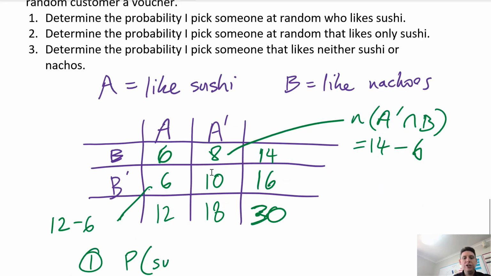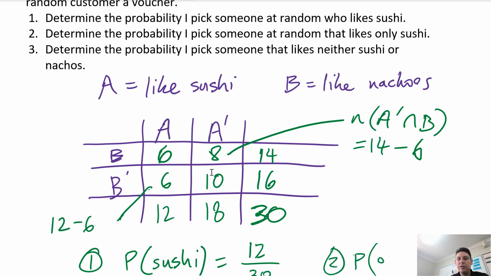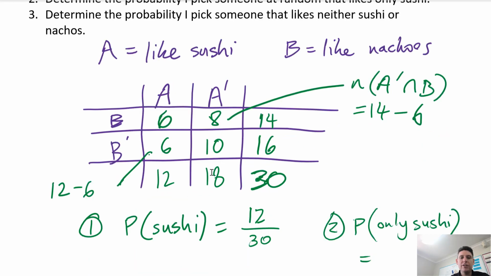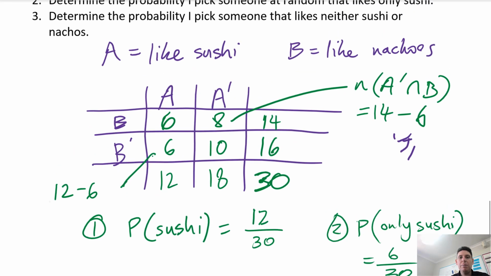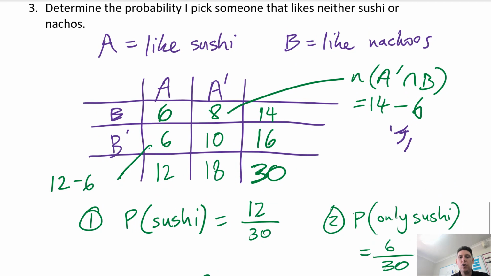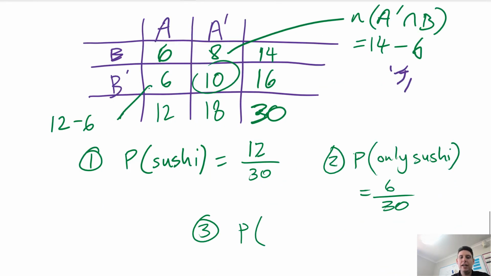Probability of sushi. How many people like sushi altogether? 12. How many people total? Number 2, the probability of only sushi. How many people only like sushi? People that only like sushi, it's 6. Last one, how many people don't like nachos or sushi? So that's the intersection of not A and not B, which is 10. And obviously you would simplify all of these fractions like we did yesterday.